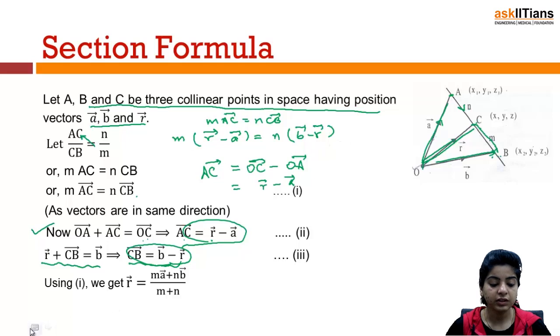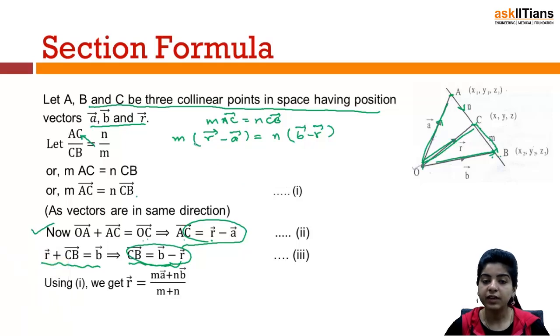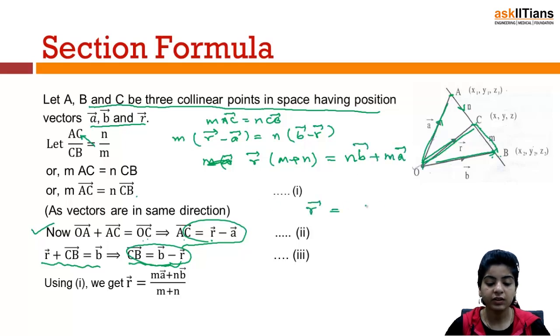So from this equation what I have is M into vector r minus vector a is N into vector b minus vector r, or you can write vector r into M plus N, taking this term on this side, gives me N into b vector plus M into a vector. Or you can write r vector becomes (Ma plus Nb) by (M plus N), and this is the required formula.